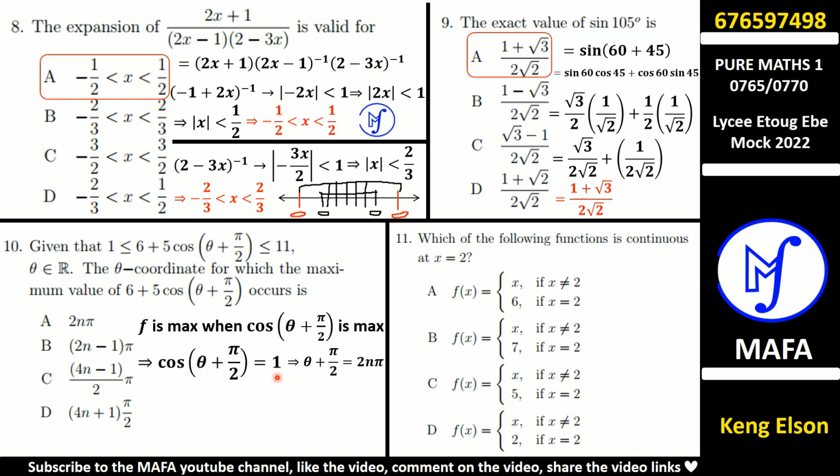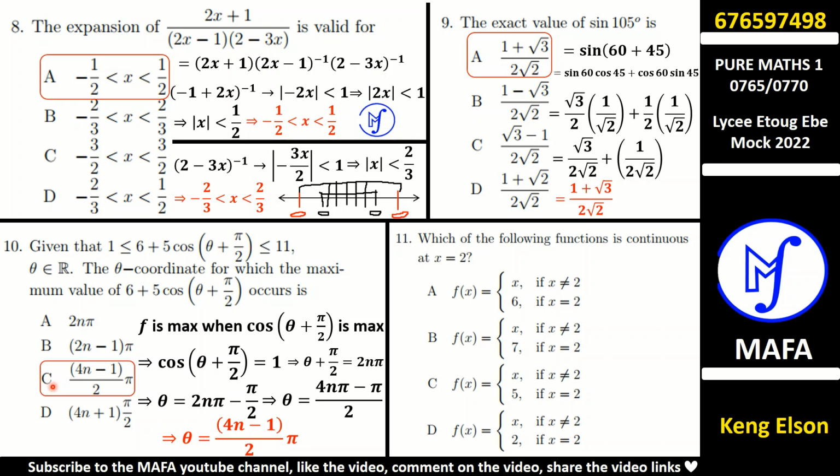So we can look for the general solution. We get theta plus pi on 2 equals 2n pi plus or minus the principal value. The principal value is cos inverse of 1, which is 0. So we can subtract pi on 2 on both sides, and we get theta to be 2n pi minus pi on 2. We can look for the LCM, and we get theta to be (4n pi minus pi), all divided by 2. We can factor out the pi, and then we get the correct response as option C.